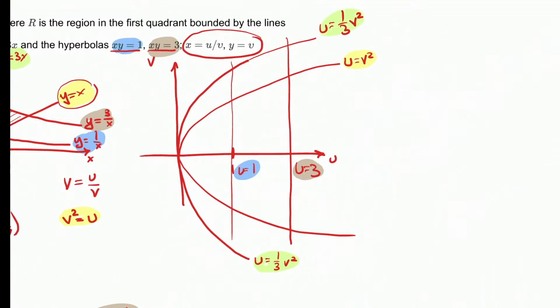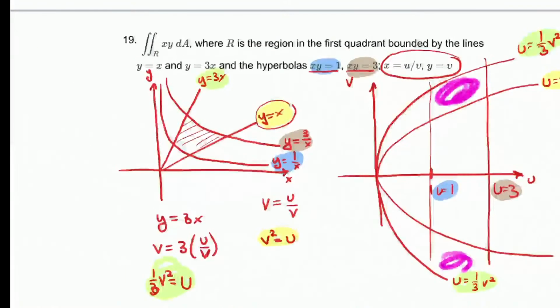Okay, so here's a thing that bothers me: are we talking about this up here or this down there? It says first quadrant. Yeah, first quadrant in x and y. But where does the first quadrant go when we transform it? Does it go down there or up there?